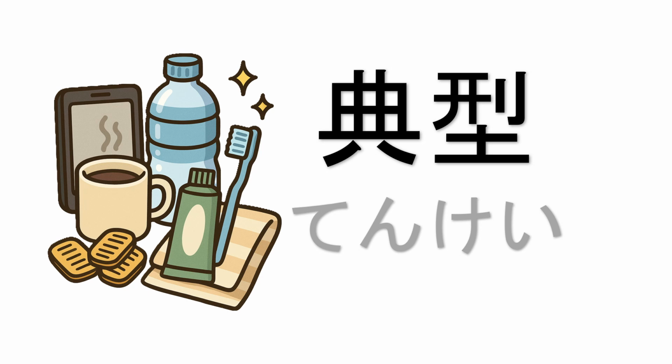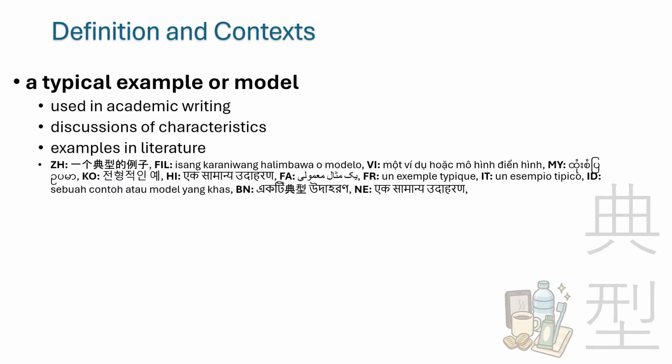てんけい. Hello, class. Today we are learning the new word てんけい. It means a typical example or model of something. Think about it like the way we describe the classic pizza as a てんけい of Italian food.